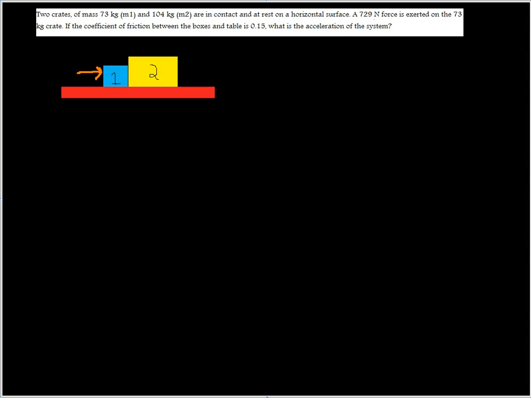Okay, today we are going to address a fairly simple problem involving two boxes on a table, and we are applying a force to this box, which we'll call force F. Very creative naming. So we have force F, and that's applied to box number 1, which is 73 kilograms, which is in contact with box number 2, which is 104 kilograms. And this force has a size of 729 newtons.